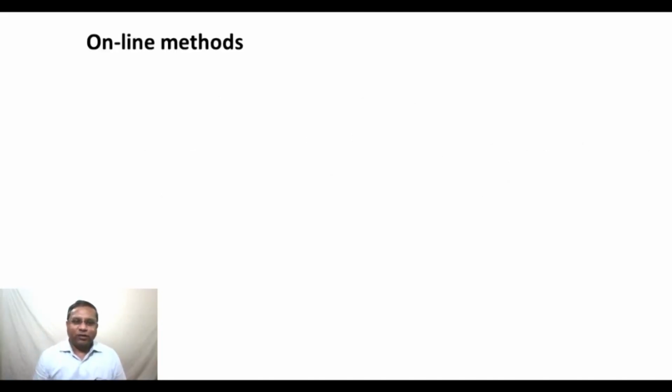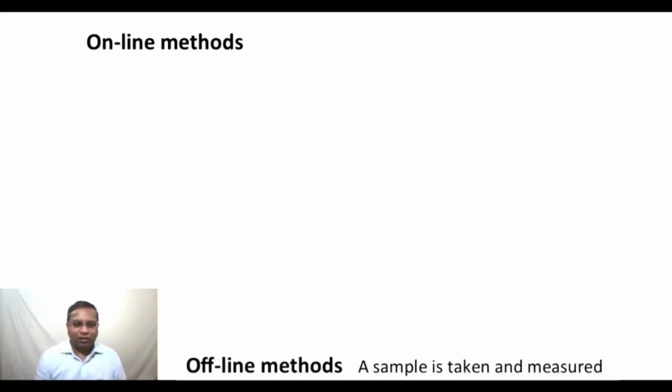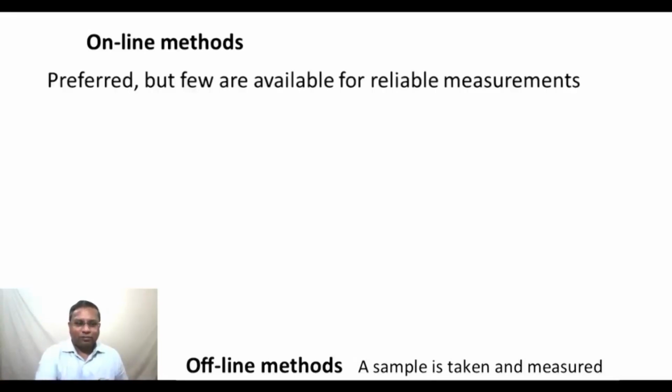There are two kinds of methods, one online and the other offline. Online means that the bioreactor is not disturbed. It is measured online as the process goes on without any disturbance. Offline, we take a sample from the bioreactor and then measure it away from the line or away from the bioreactor, and that is why it is called offline method. We will look at some online methods.